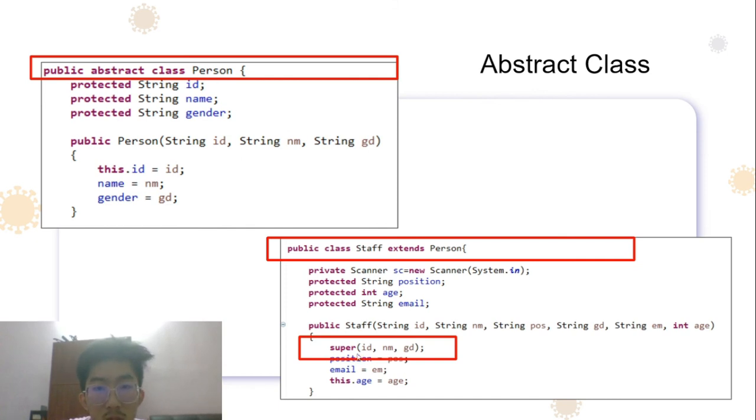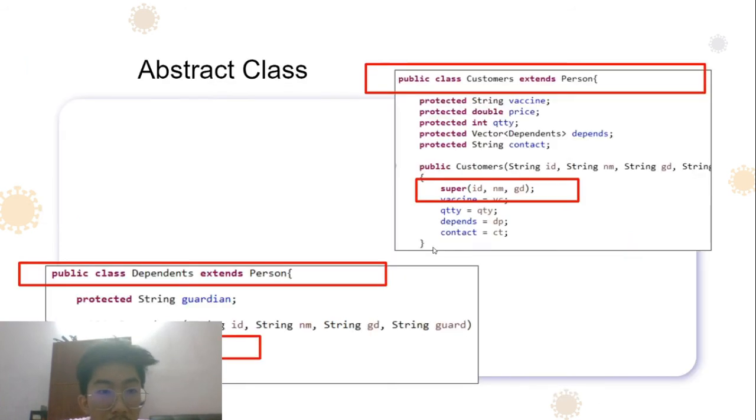So we are using this abstract class. This is the super keyword in every subclass of the person. Like what we have in the staff class, which extends person, and the dependent class and customer class as well. We have the super keyword.